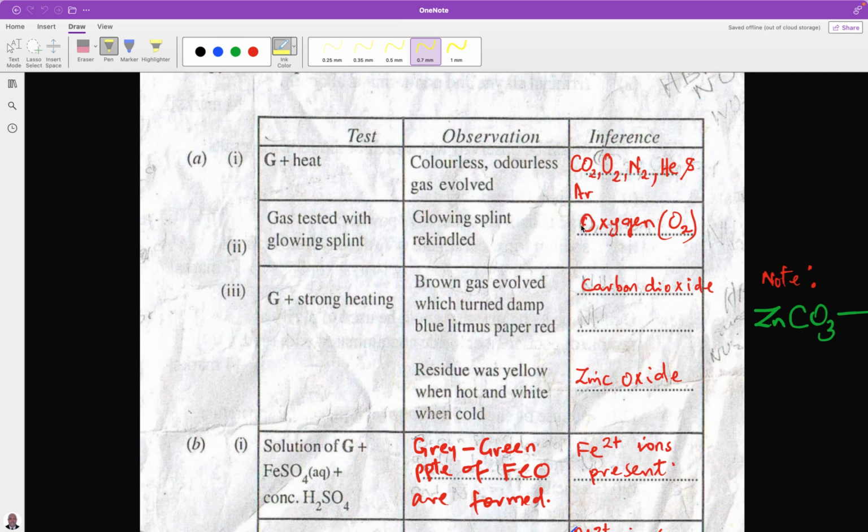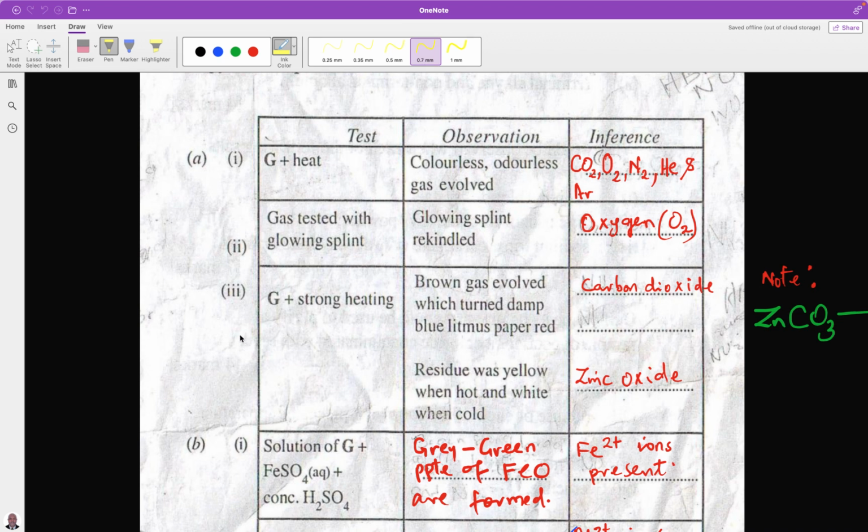Among all the gases we mentioned under the inference column, carbon dioxide, oxygen, nitrogen, helium, and neon, neon will not turn damp blue litmus paper red. Helium and argon will not turn it red. Nitrogen will not do that. Oxygen will not do that. The only gas that can turn damp blue litmus paper red is carbon dioxide.